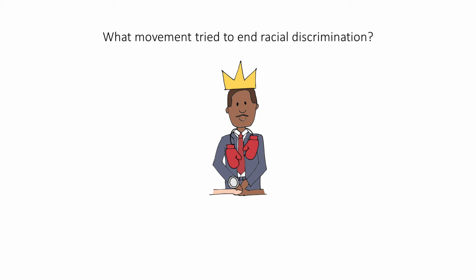What movement tried to end racial discrimination? Civil rights. Think back to this image and remember the silver watch on the right wrist. Civil rights.